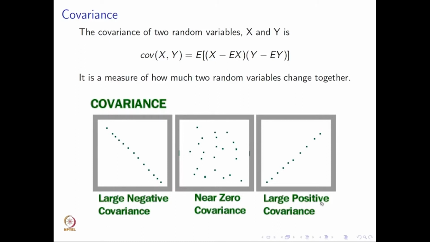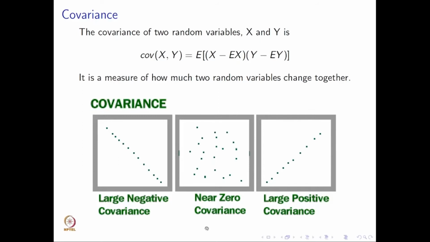Similarly, in the third part of the diagram, we can see that as the value of variable x increases, so does the value of the variable y. Thus, we see a large positive covariance. However, in the middle diagram, we cannot make any such statement because as x increases, there is no clear relationship as to how y changes. Thus, this kind of a relationship will give zero covariance.